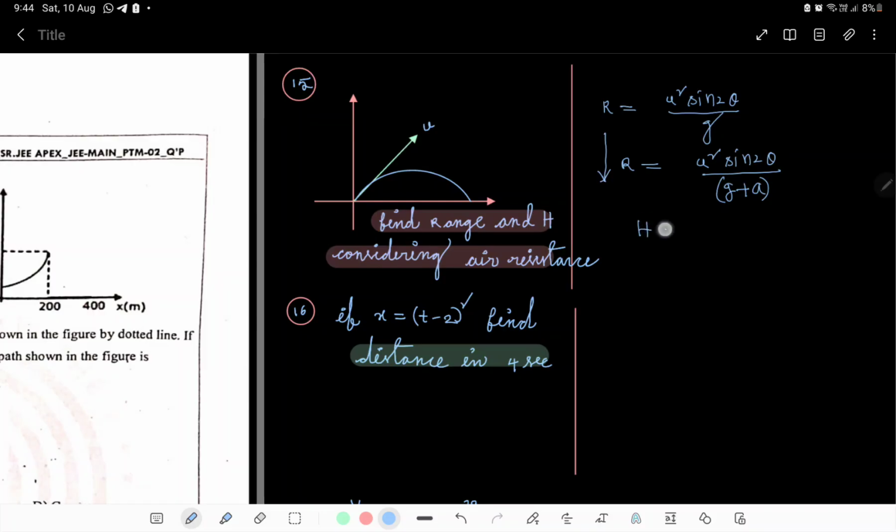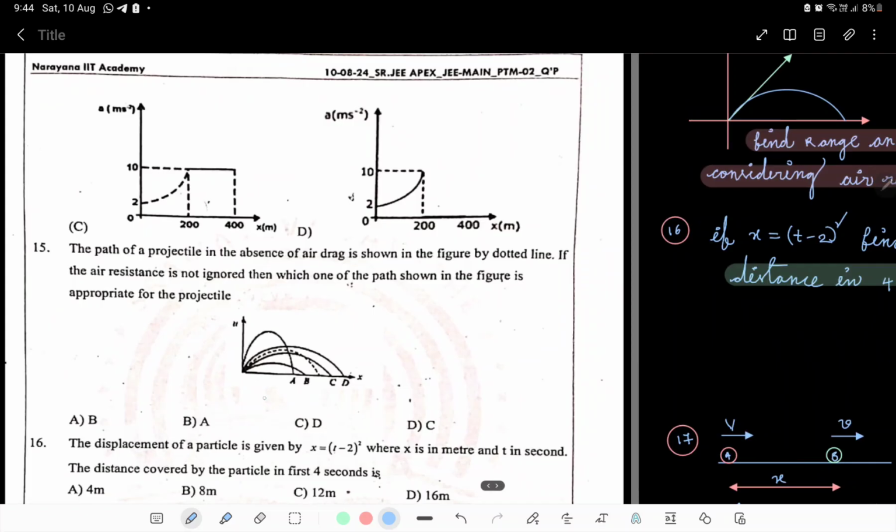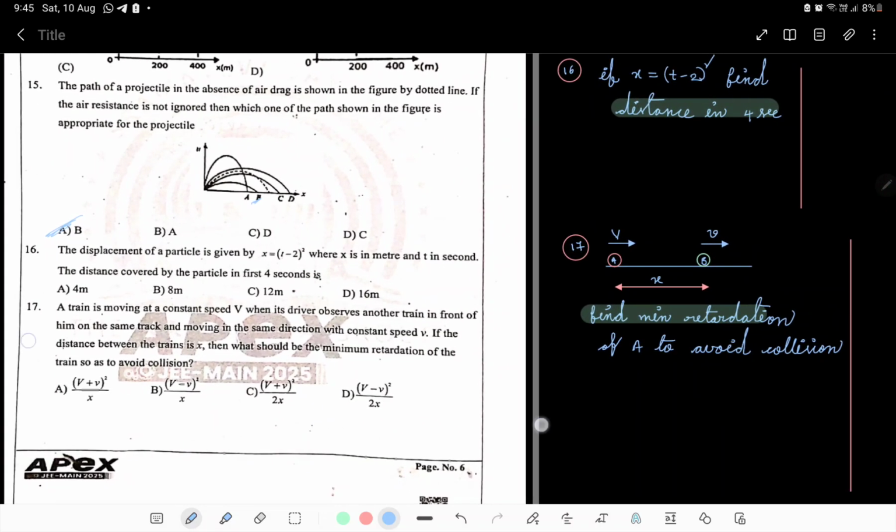Same way we have a height formula, h is equal to u square sine square theta by 2g if you do not consider the air. But if you consider the air, h is equal to u square sine square theta by g plus a. Again this denominator increases, therefore this h will decrease. So both range and height will decrease. That is option B, the correct graph is B, therefore the option is A. Now this is one more important question, question number 16.